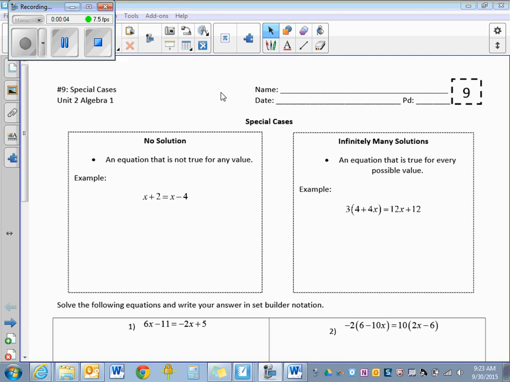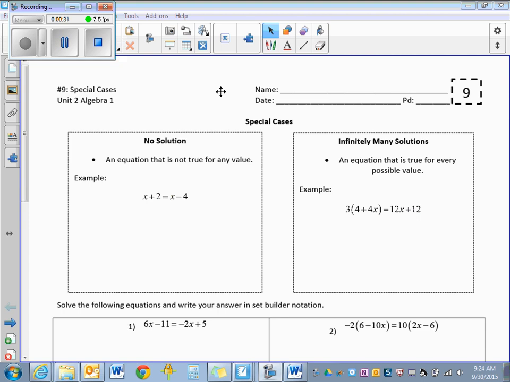Alright, so what we're learning today is about special cases, which I already made note of earlier. We have two special cases. One is that when we solve, there's no solution. There's no value that you can put in that will make the equation true. Another type of special case we have is infinitely many solutions. That means that no matter what real number you put in here, the equation's going to work.